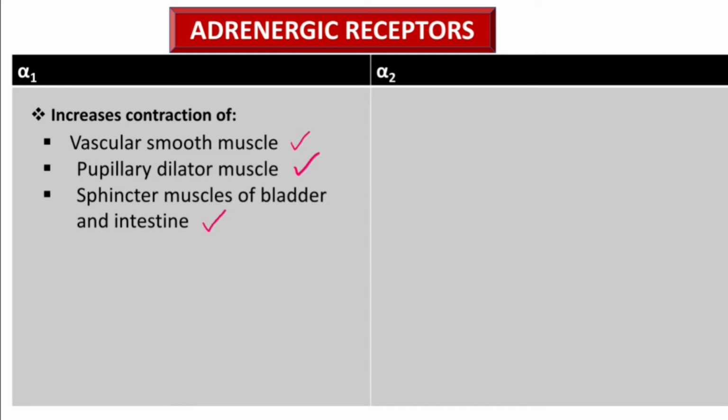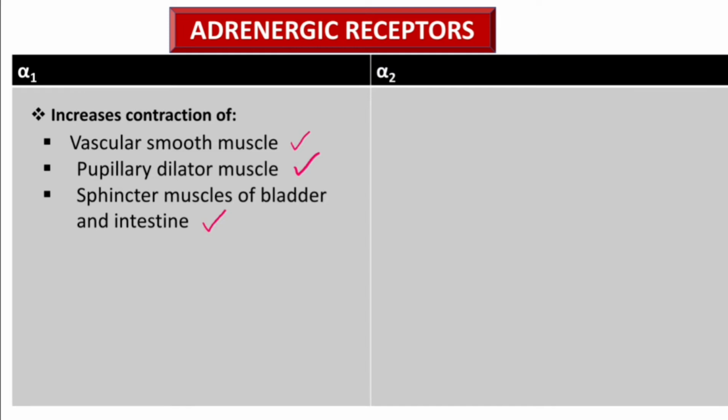sphincter muscles of the bladder and intestine. So here we are talking about internal urethral sphincters. We are talking about pyloric sphincters, right? You don't have time for emptying your bowels or your urinary bladder because you need to run or you need to fight, right? So that's mainly what happens if you stimulate alpha 1.